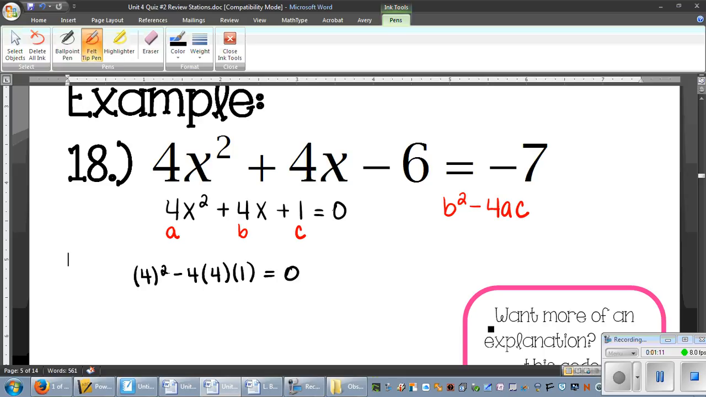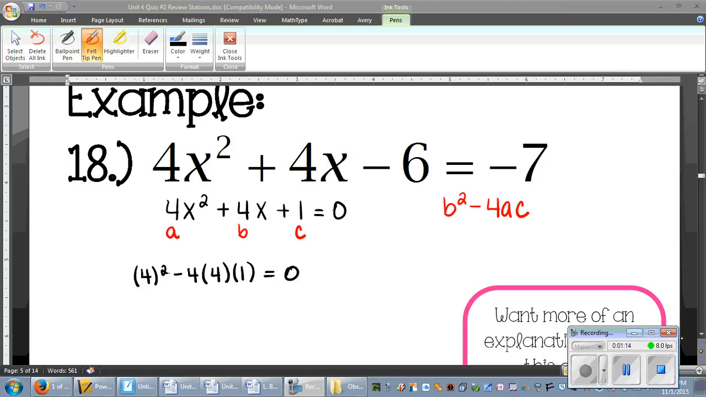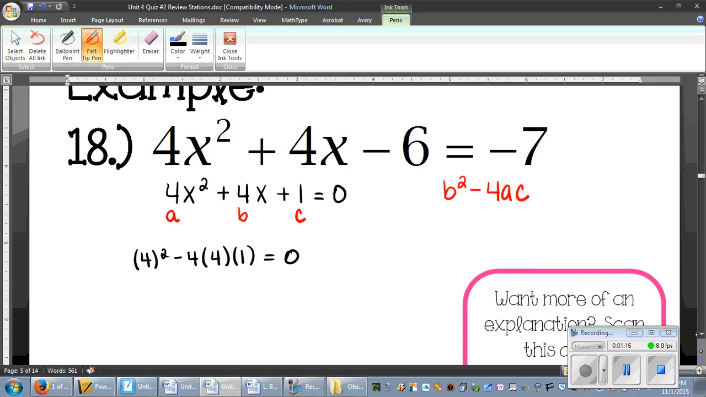And what that tells me is that is the part underneath the square root, and I can actually take the square root of 0. So I know that I'm going to end up with a real solution. And since 0 is a perfect square, it's also going to be a rational solution.